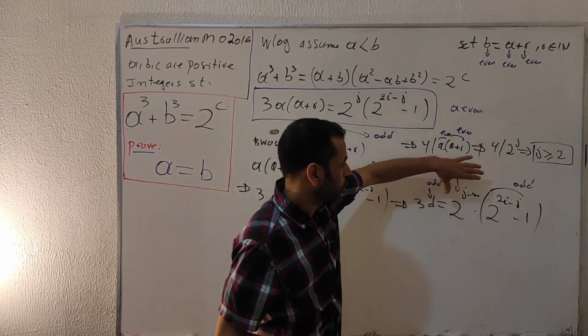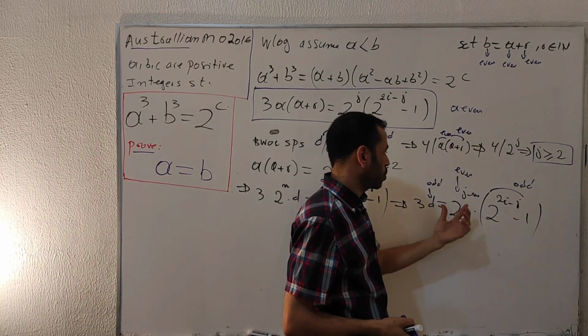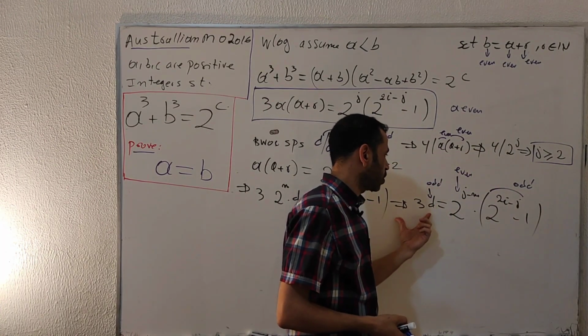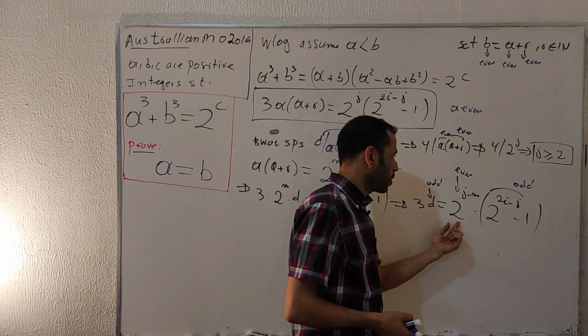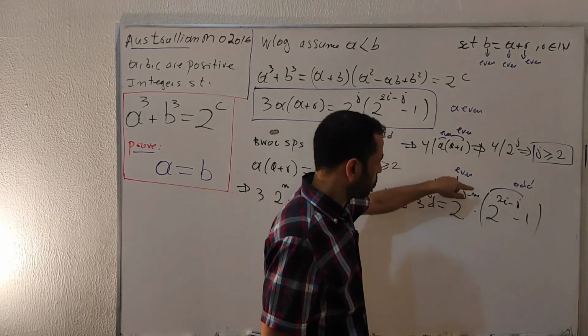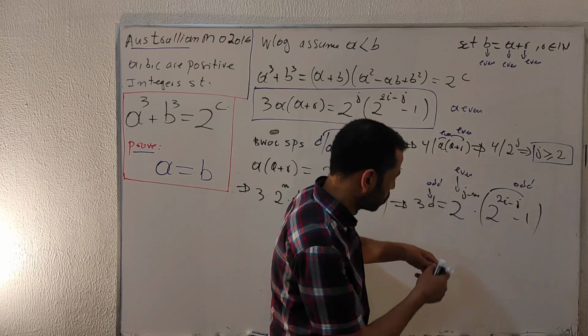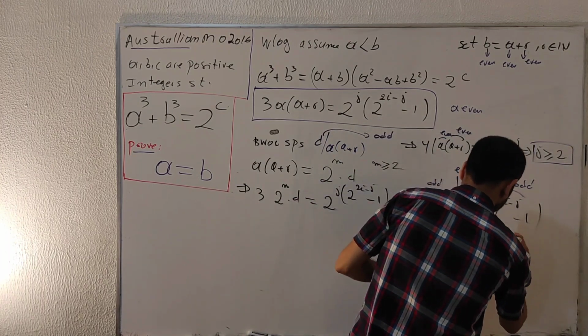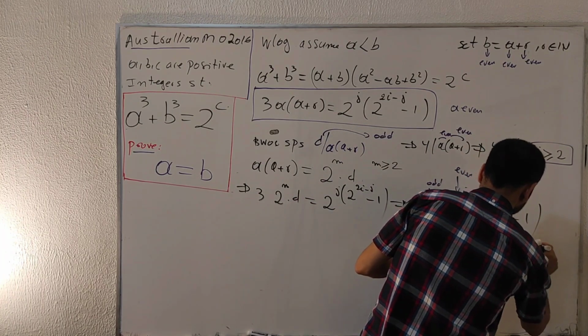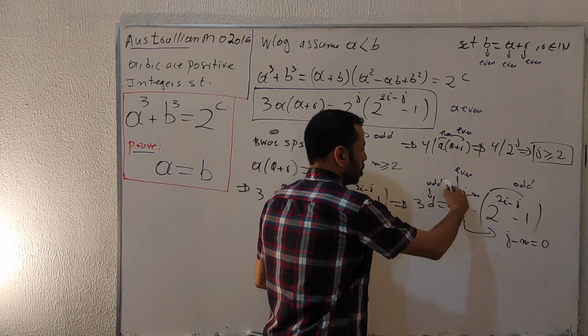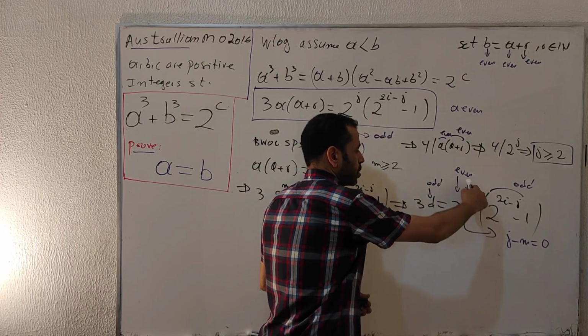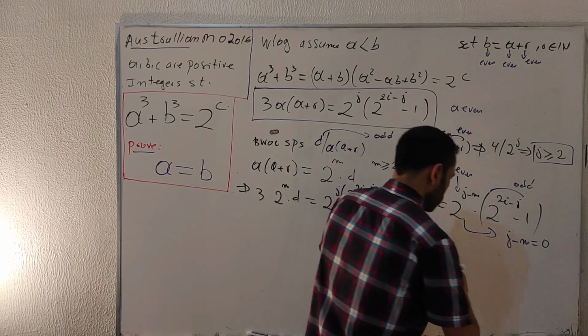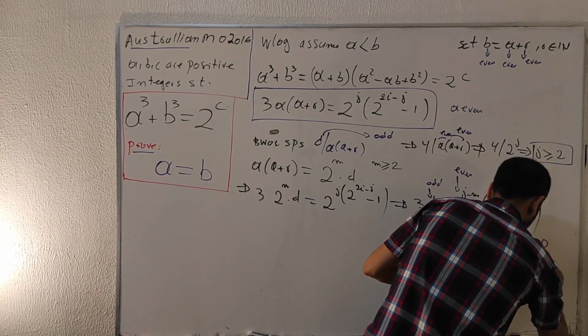It's impossible to keep this equation like this. So since this one is odd, the left is odd, which means this one must be equal to 1, which means the exponent must be equal to 0. So when it's telling us j minus m must be equal to 0 in order to get 2 to the j minus m cancelled out. In other words, j equals m.